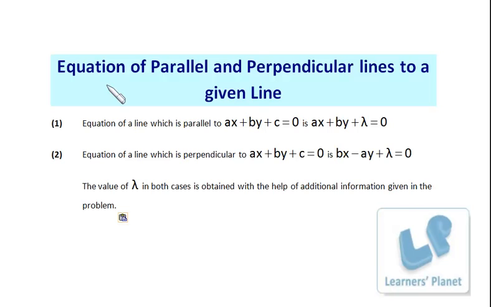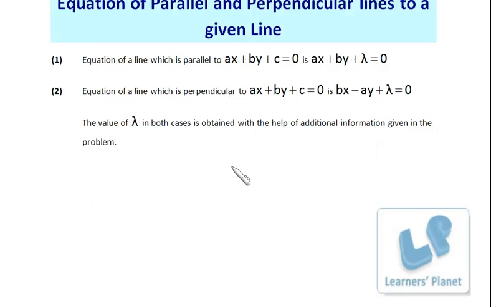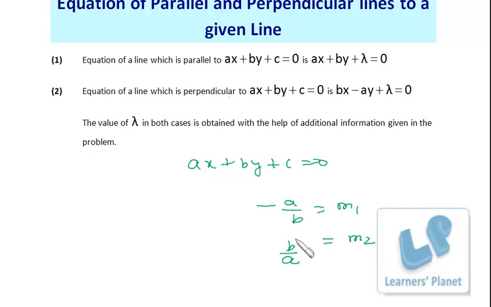Next, how do we find the equation of parallel and perpendicular lines to a given line? Suppose we have been given a line ax plus by plus c is equal to 0, right? If two lines are perpendicular, the product of the slopes is minus 1. The line ax plus by plus c is equal to 0 has slope minus a by b. So the slope of the line perpendicular to it, that is m2, should be equal to b by a, right? That means the product of these two should be minus 1.